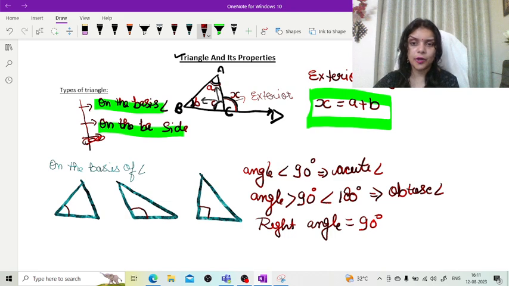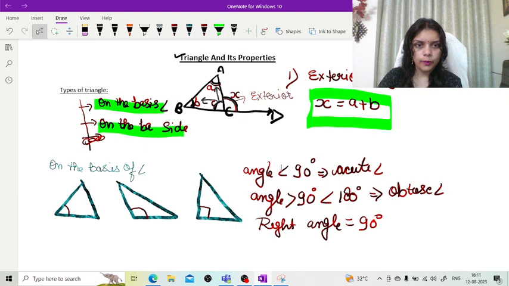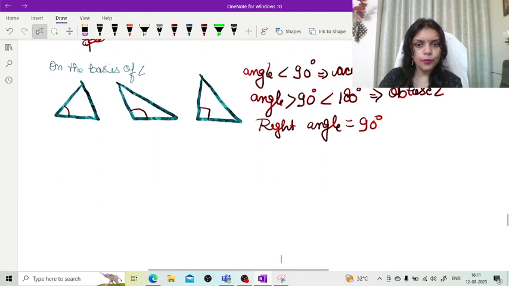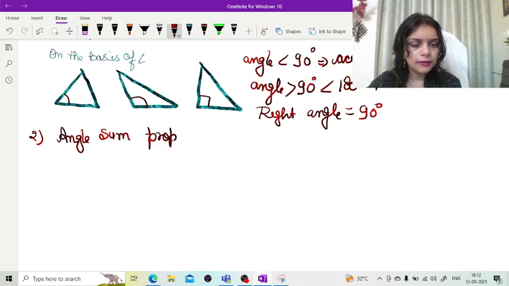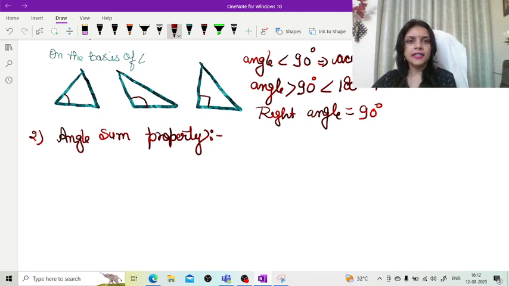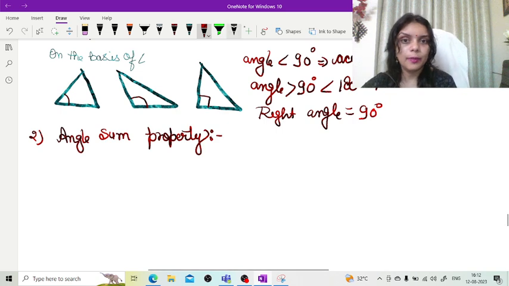Now the second property is, this is the first one. The second most important property is angle sum property. After explaining these things, we will continue with congruent triangles, right? What is the congruency of triangles? So what is angle sum property?